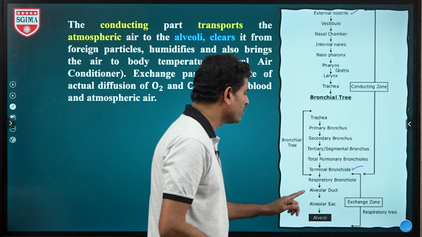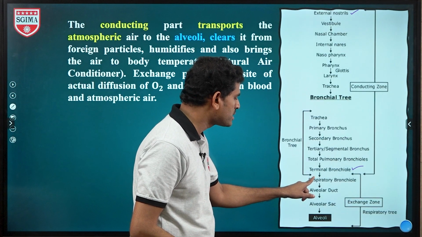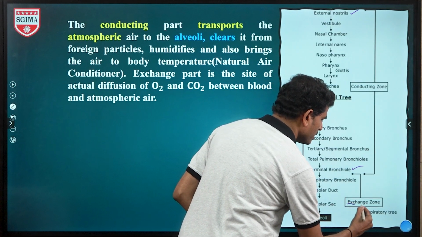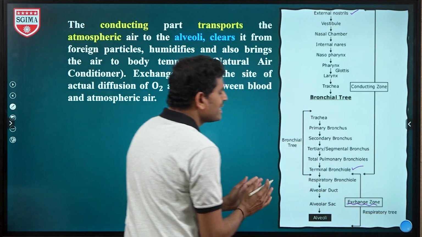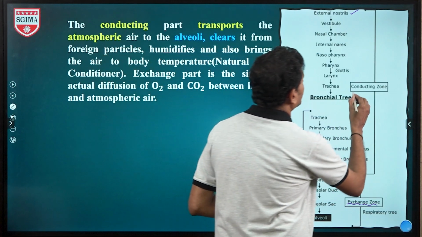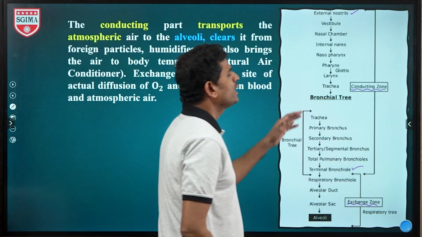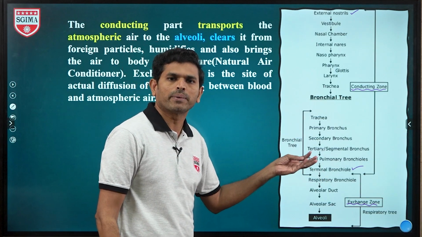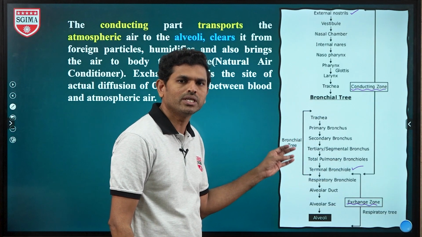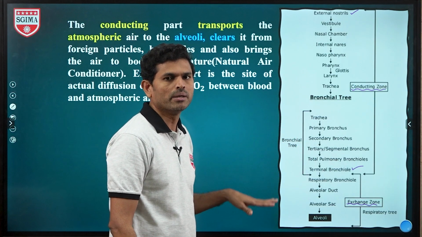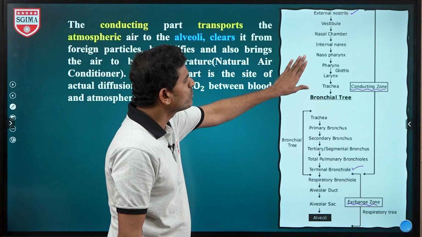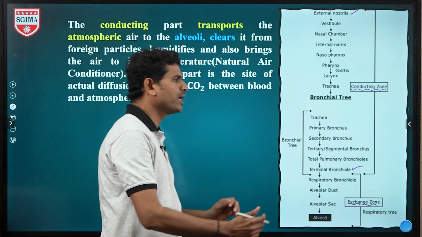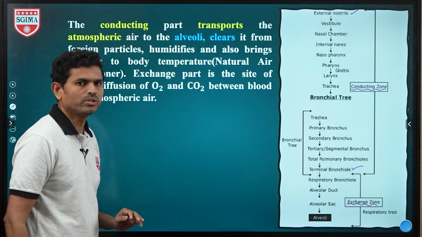And the next part is from the respiratory bronchioles to the alveoli. This is called the exchanging zone or exchanging part. This will exchange the gases, and the upper one, the conducting part, cleans the air and adjusts the temperature and humidity of the air which is inhaled by the person. This is the function of the conducting zone. And the exchanging zone is where the exchange of gases takes place.